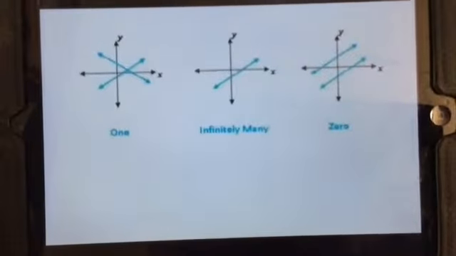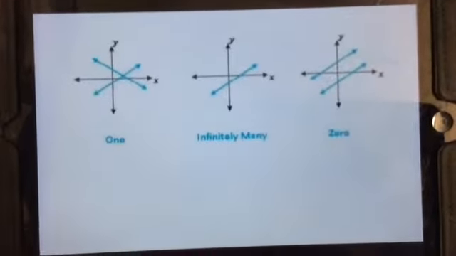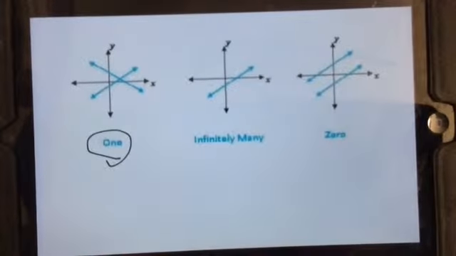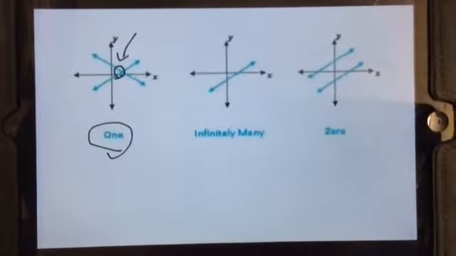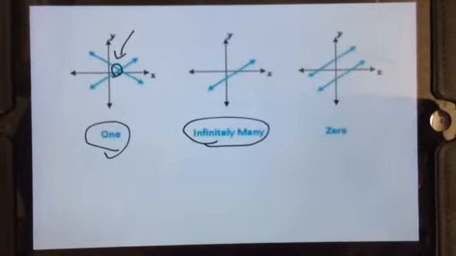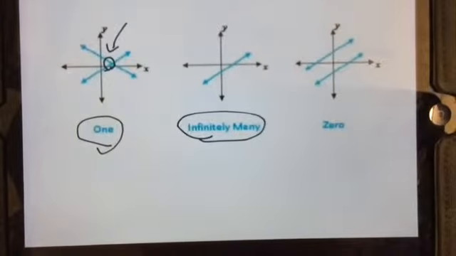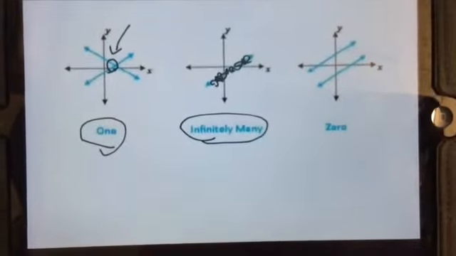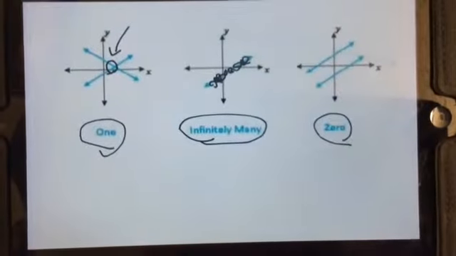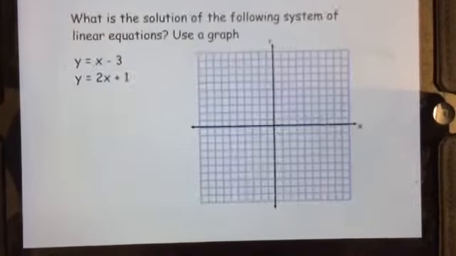So these are the three kinds of graphing systems of equations. There's one, which is when it has one point where the two graphs attach to each other. Infinitely many, where there's another graph on top of that graph, so that means the points are everywhere. And then there's zero, which is when they don't connect at all. So now you know, so let's try.